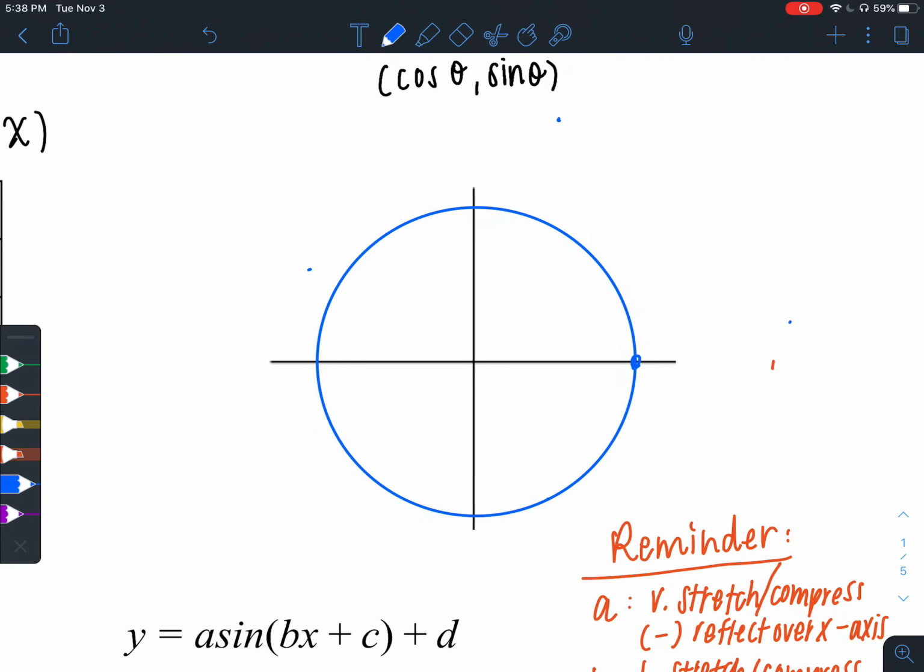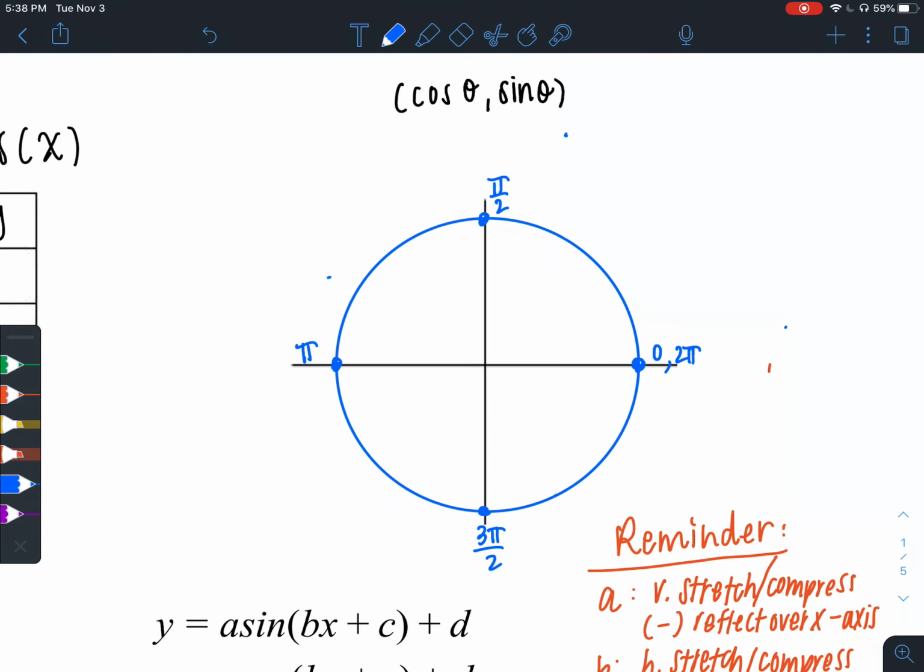So at these endpoints here, this is 0, pi over 2, pi, 3 pi over 2, and 2 pi. And so the distance is 1 and everything in between here. So this is pi over 4, and it's radical 2 over 2, radical 2 over 2.